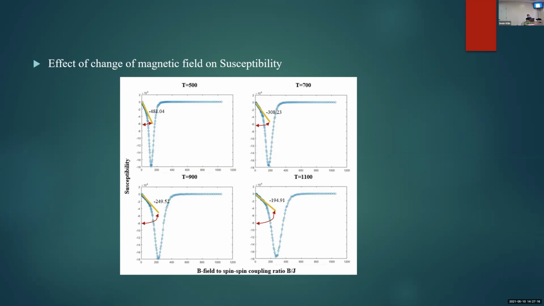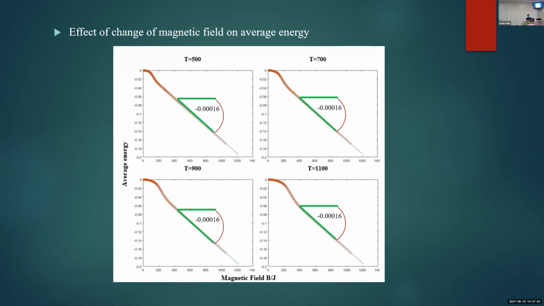Regarding the Curie law, susceptibility is inversely proportional to the temperature. And susceptibility, in this figure, as you see, begins from 0 and then decreases to a minimum value, which is almost the same for all temperatures, and then increases to 0 and stays constant. In this figure, I plotted the average energy with respect to the magnetic field.